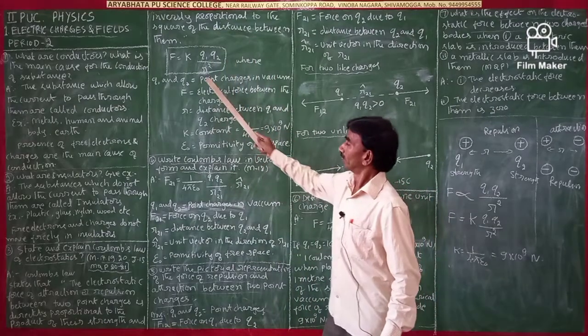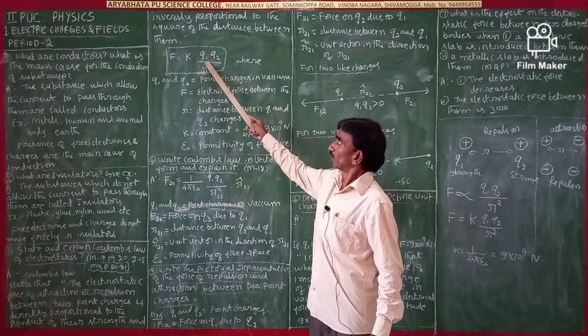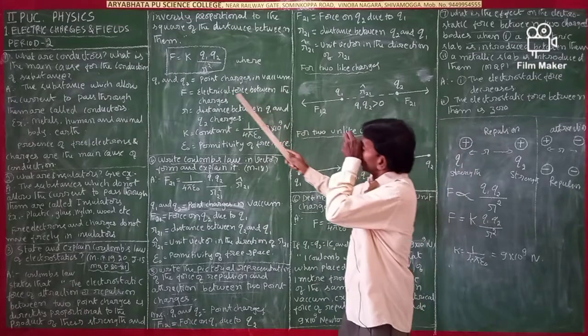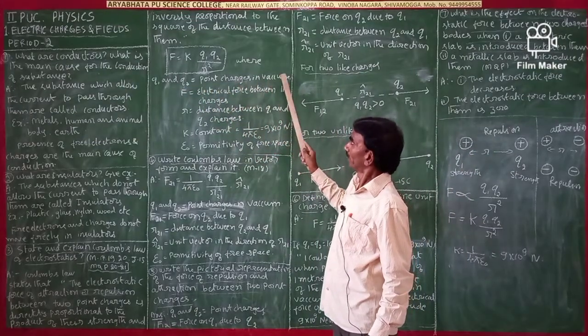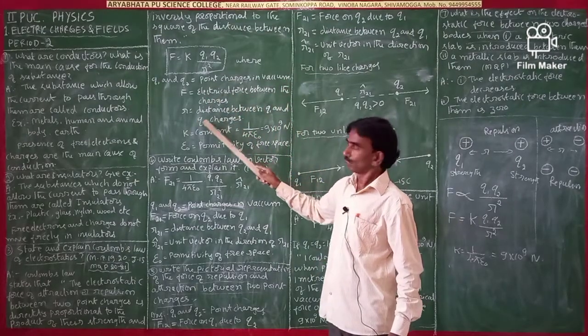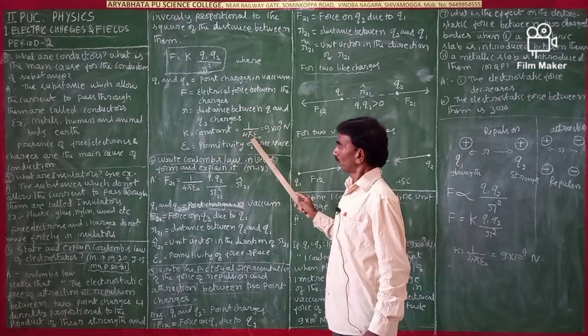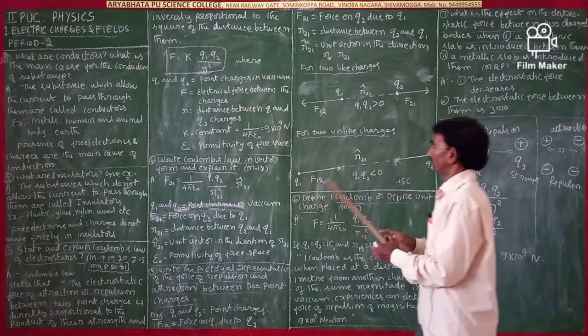You have to see F is equal to K into Q1 Q2 by R square. Q1 means strength of one charge and Q2 is the strength of the other charge. Q1 Q2 are point charges in vacuum, and F is the electrical force between the charges, R is the distance between Q1 and Q2, K is a constant equal to 1 by 4 pi epsilon naught, which is equal to 9 into 10 to the power of 9.